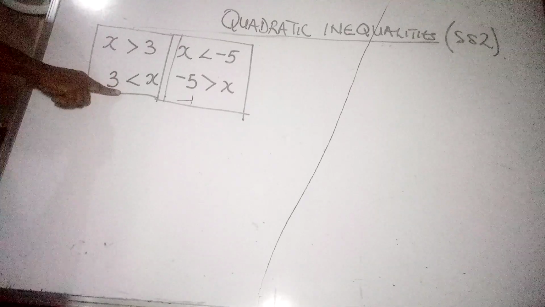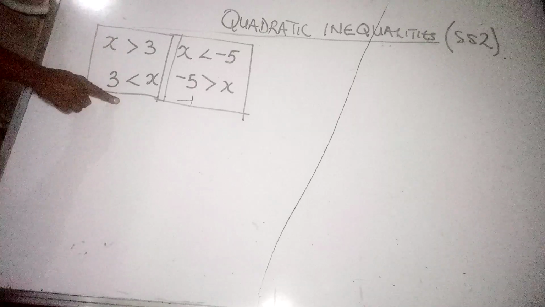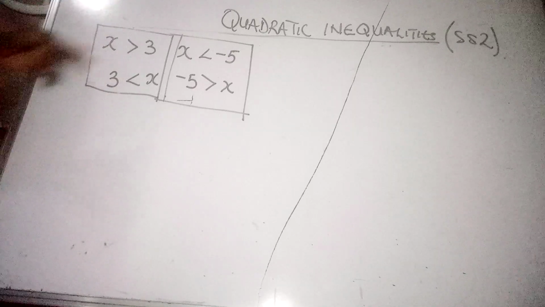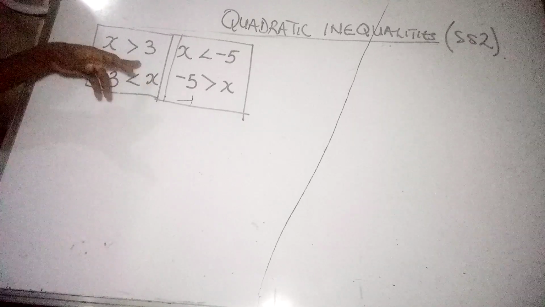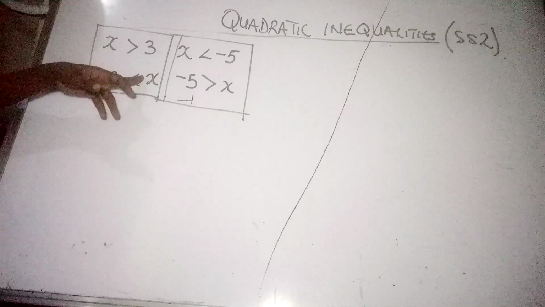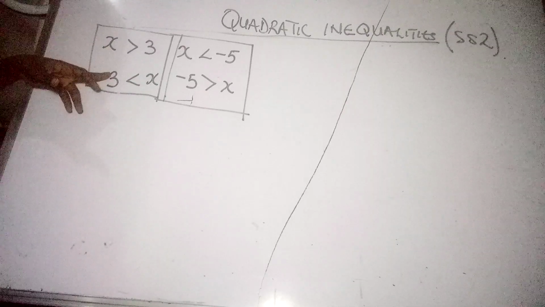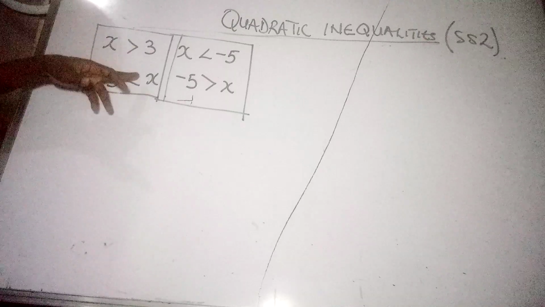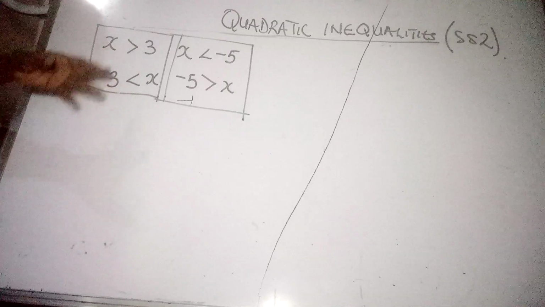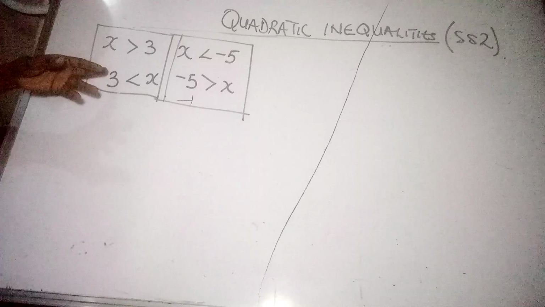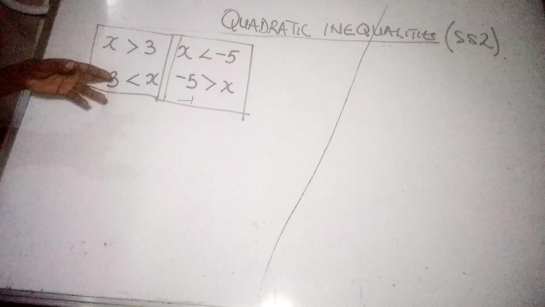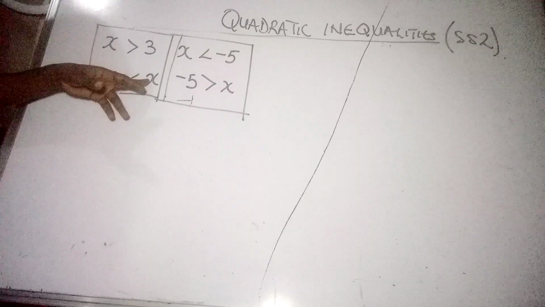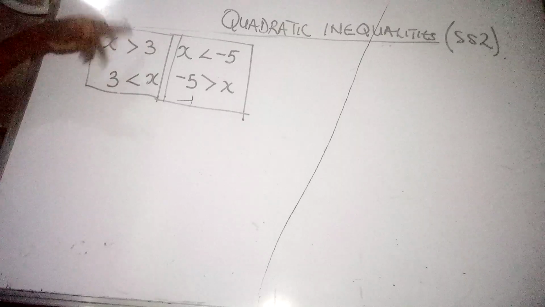Now look at this one. We notice that these and these are the same now. Why? Because starting from x again, x is still at the open end, while 3 is still at the pointed end, as we have it here. So x is still greater than 3. But if you are starting from the number end, that means 3 is less than x.